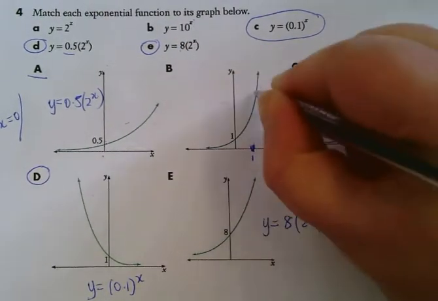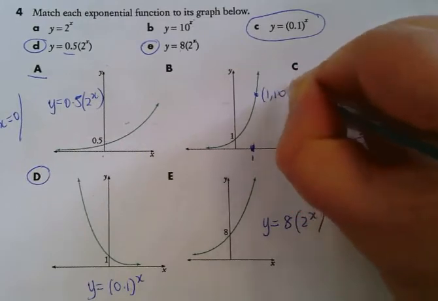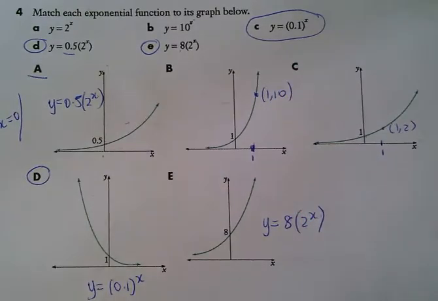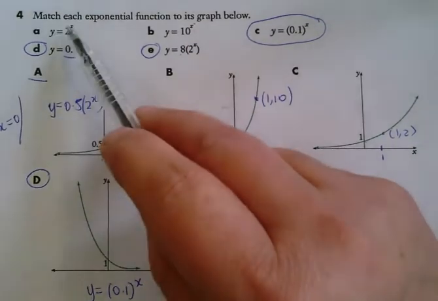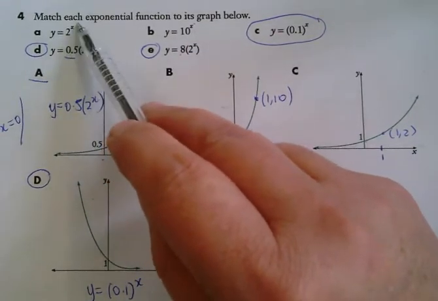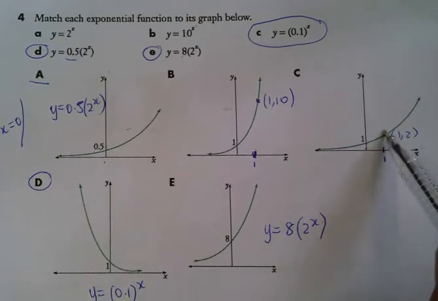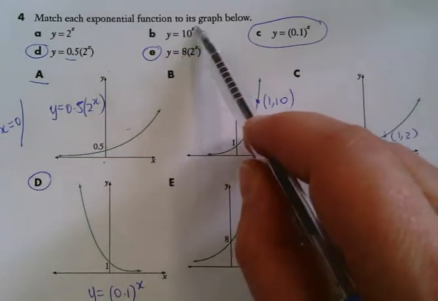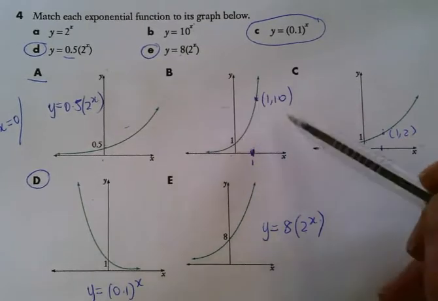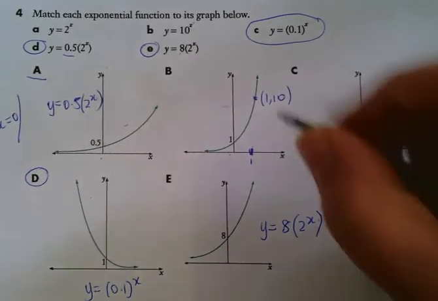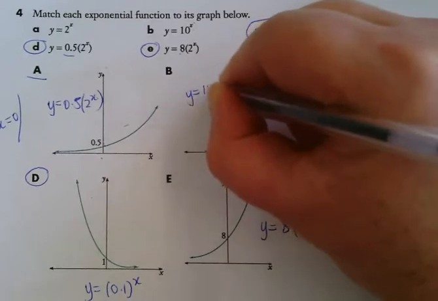All right, my one's in a bit of a weird spot. That's more like that one. You do it by substituting x is 1. When x is 1, y is 2 to the power of 1, which is 2. So I need the 1 across, 2 up on this one. On this one, when x is 1, y is 10, I need 1 across, 10 up, it has to be this one. So this is y equals 10 to the power of x.